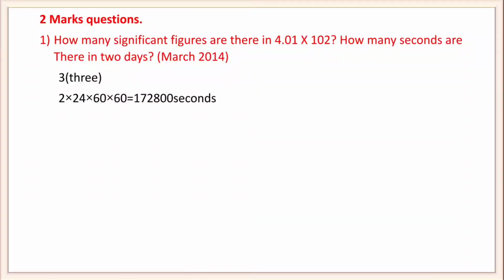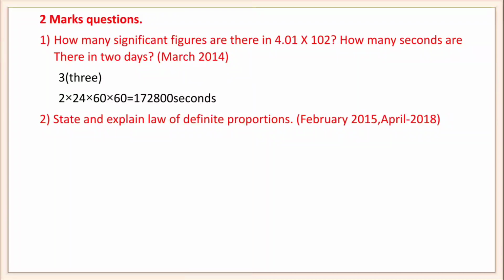And how many seconds are there in 2 days? You know, 2 days, 2 into 1 day is 24 hours. So 2 into 24 into 1 hour 60 minutes. So 2 into 24 into 60, 1 minute 60 seconds. Therefore you have to multiply 2 into 24 into 60 into 60. That is nothing but you are getting 1,72,800 seconds.